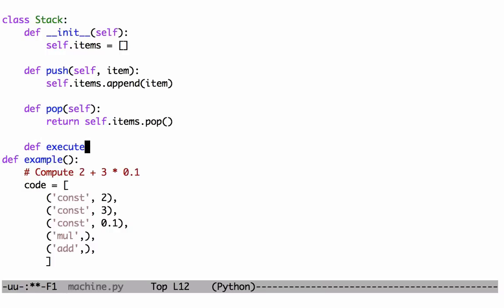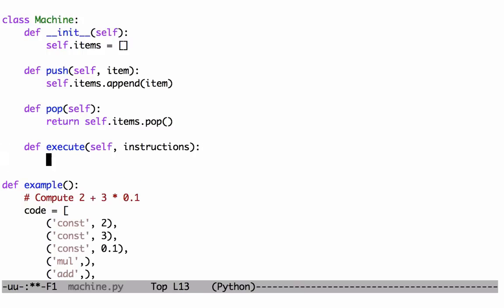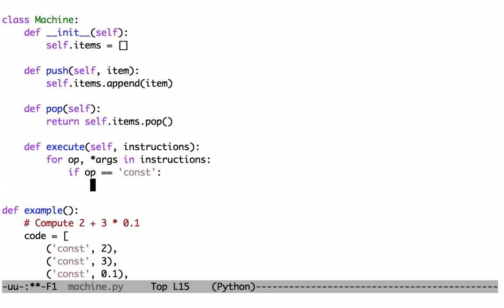You can take your stack and give it an execute method. Maybe I'm going to change this into the name Machine at this point. And what you will do is write a little loop where you just execute opcodes in this instruction sequence. You can say, give me an operation and then maybe some arguments to the instruction. And then you can write a little machine. Like you can say if op is const, then maybe you push something onto the stack.